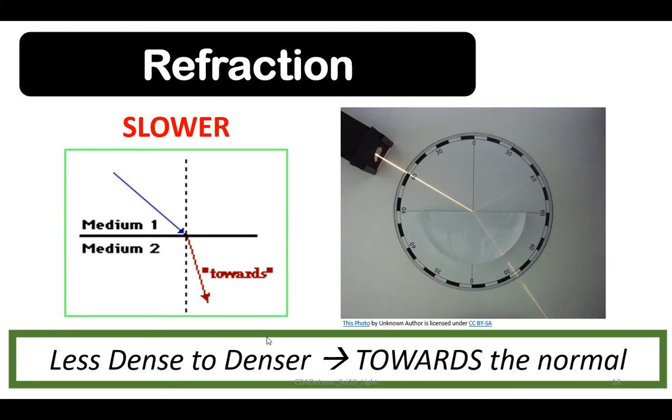When light passes from a less dense to a more dense substance, for example, from air into water, the light is refracted or bent towards the normal. The normal line here is perpendicular, forming a 90-degree angle to the boundary between the two substances. So when going from less dense to denser, the refracted ray is bent towards the normal line.